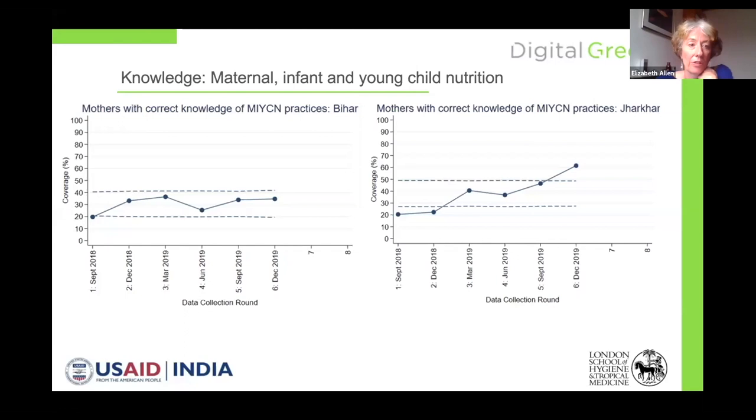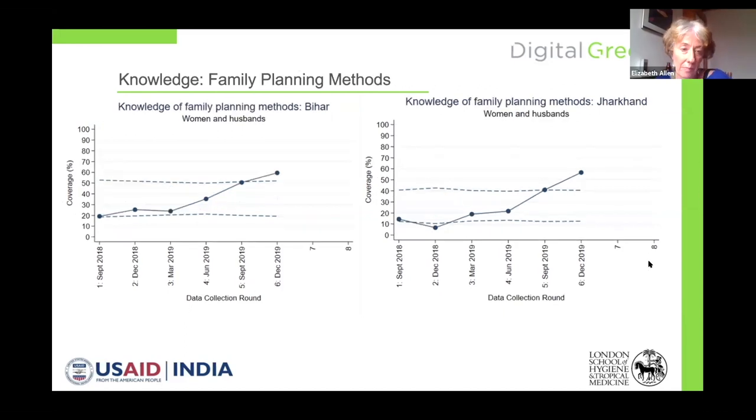So knowledge. Examples of knowledge. This is the same thing: along the horizontal axis is your data collection round. This time we're looking at mothers with correct knowledge of MIYCN practices in Bihar. And that, to be honest, is a good example of variability in the indicator proportions and the coverage of that indicator, which varies as we would expect. So we could probably conclude that certainly in Bihar, there's no obvious impact of Samvad. However, if you look at Jharkhand, there's a definite pattern there with an increased trend. And certainly by December 2019, your last point is well above the upper control limit. So we would probably conclude there that there has been an impact on that indicator from the intervention. Next slide, please.